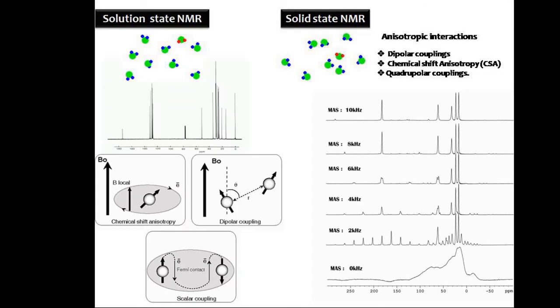But we definitely can get this kind of spectra in solid state NMR using a technique called magic angle spinning, which I will discuss in the next lecture.